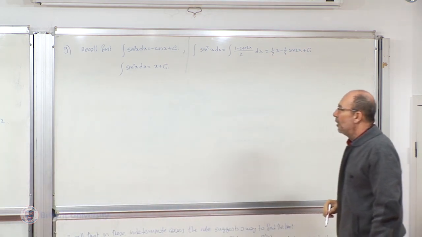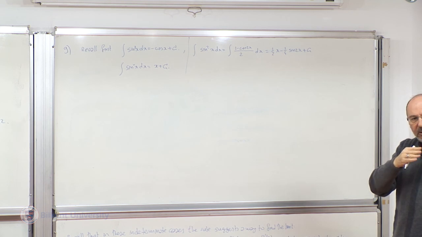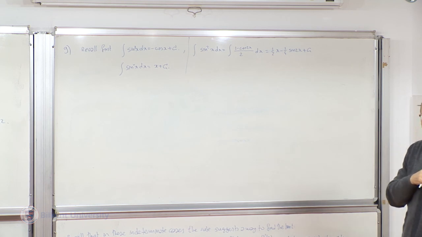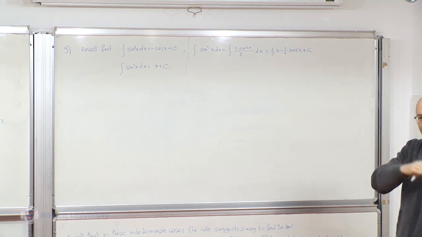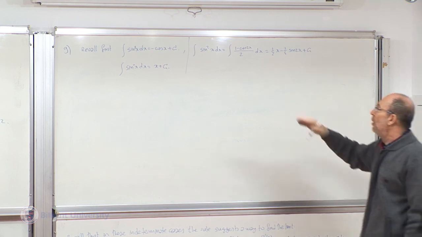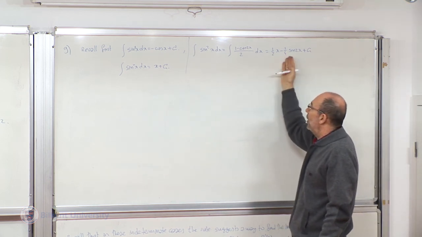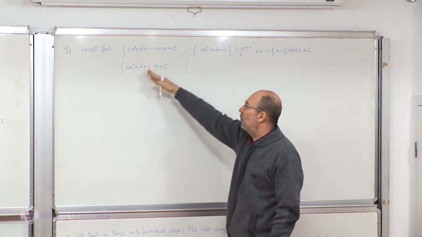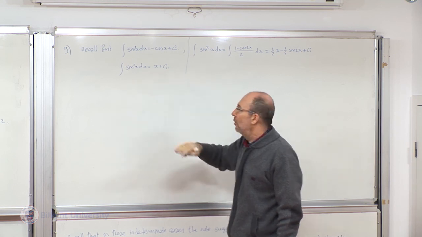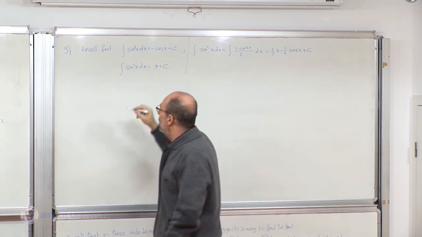Okay. Because our reduction formula will reduce the integral of sine to the power n to the integral of sine to the power n minus 2. So we go steps 2 by 2. When we come here, well, we know the answer, but theoretically, I can also go down to here. Okay, so it is enough to know only these things.